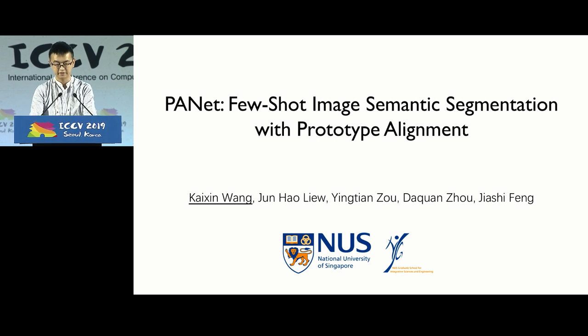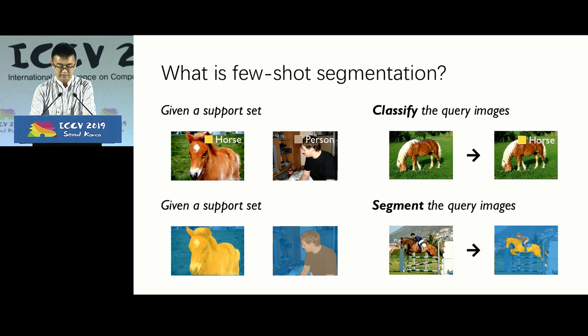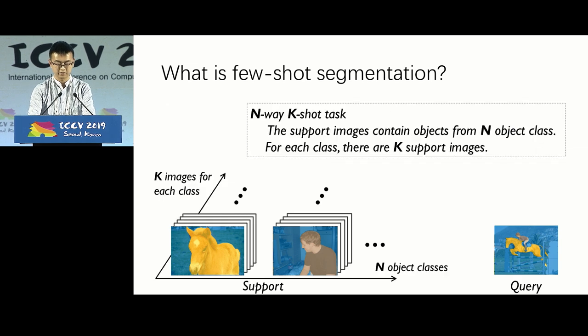Few-shot segmentation is a task that, given a support set containing several images with their pixel-level labels, the goal is to segment the objects of the same class in the query images. It is closely related to few-shot classification, where we have only image-level labels. The query images may contain objects from different classes. Usually, the task is formulated as an n-way k-shot task, where n-way means we have n object classes, and k-shot means there are k images in each class.